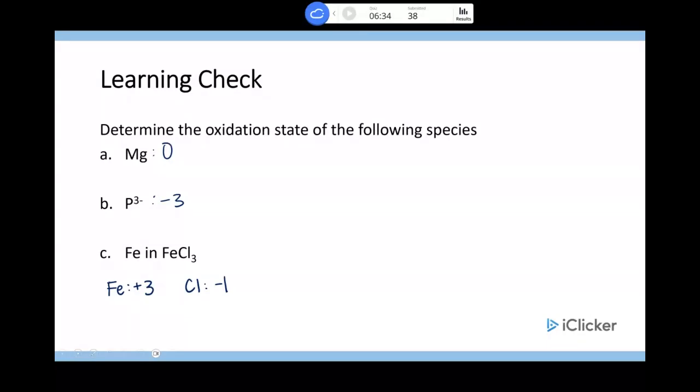So knowing that chlorine is -1, now we're using the same process as finding the charge of iron. Chlorine is -1, we have 3 of them, so that's -3 overall. And the overall charge of this compound is 0, so if we have -3 total for the negative oxidation state, then we need +3 for the iron to balance it out.